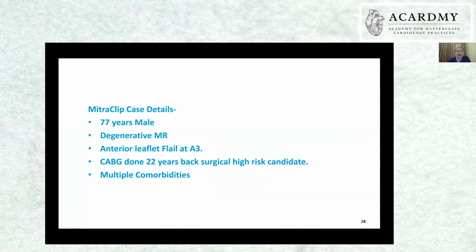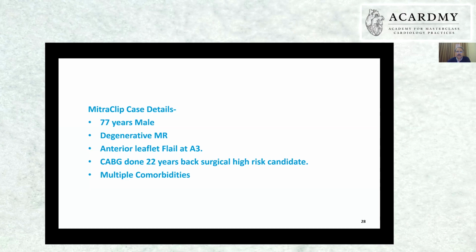So this is one case where I did Mitraclip in a 77-year-old male patient with degenerative MR, where the anterior leaflet was flail at A3. Once we are talking of a degenerative MR, the flail component can be anywhere. So this was an A3 flail. Now, this is not easy. One has to have a good experience and learning curve with almost 15-20 cases before really attempting these procedures in these complex subsets.